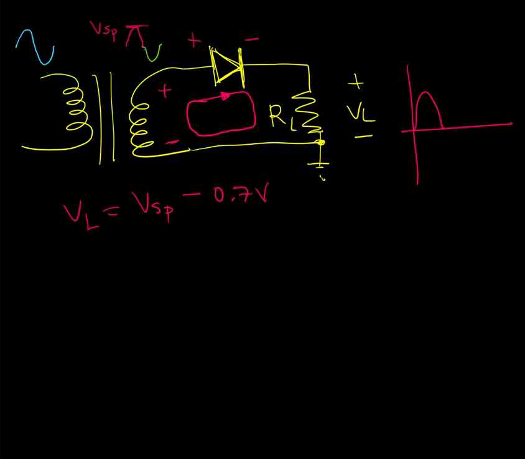Our output voltage is going to look like so for the positive half of the cycle. For the negative half of the cycle, the polarity at the secondary is reversed, and so the polarity across our diode is reversed. In that case, there's no current flow and no VL. So in that case, the output voltage is 0. This was for the positive cycle, and this was for the negative cycle.